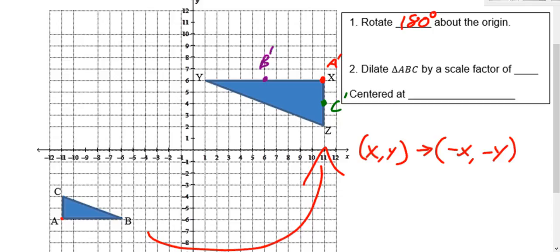Then we have to dilate it by a scale factor of blank. Right now, currently, AB has a length of 1, 2, 3, 4, 5, and it needs to have a length of 6, 7, 8, 9, 10. We have to get from 5 to 10. Likewise, we have to go from 2 to 4. So you double it, you multiply by 2.